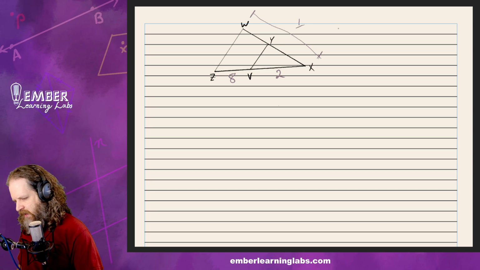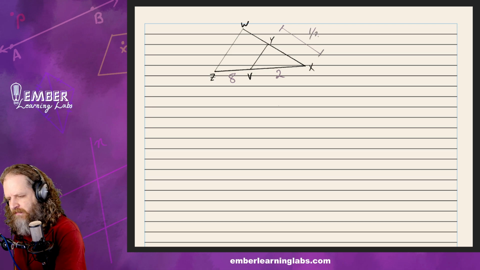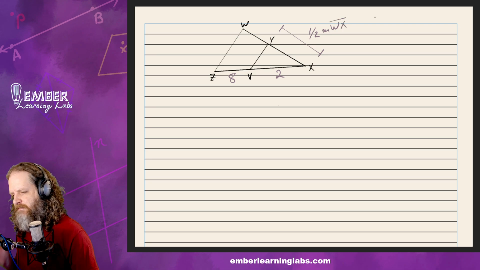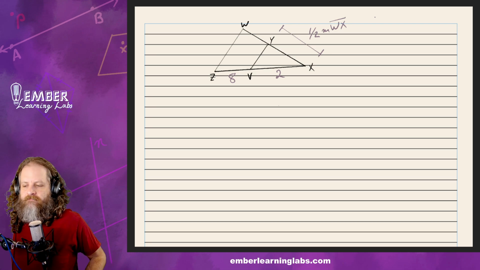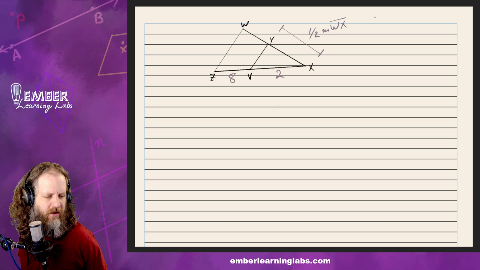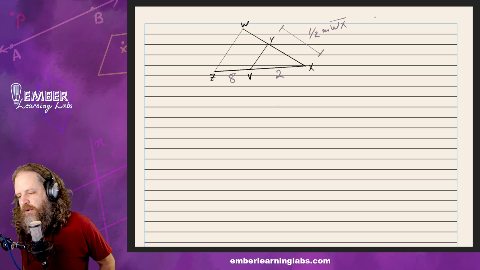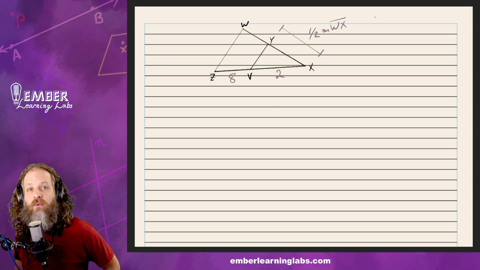Oh, because I labeled it wrong. YX, this one, well, I definitely drew it wrong, but, you know, oh well. This one is 1/2 of the measure of WX. Right? Great. What should we do? We're supposed to determine whether VY is parallel to ZW, right? What would be true if they were parallel? What all would be true?